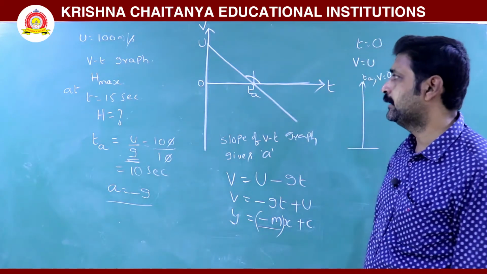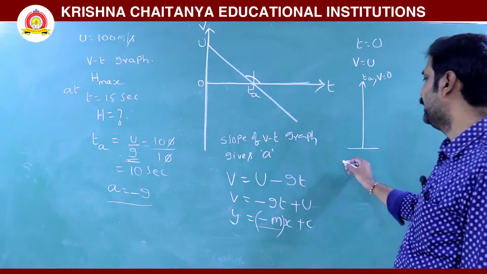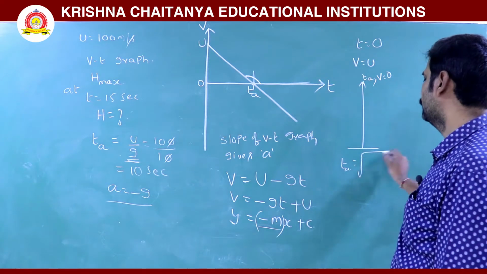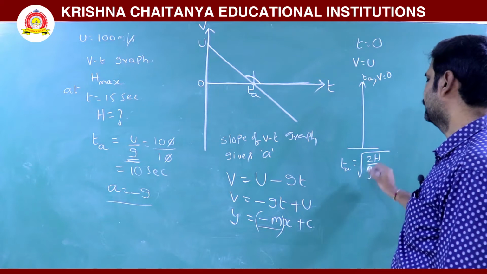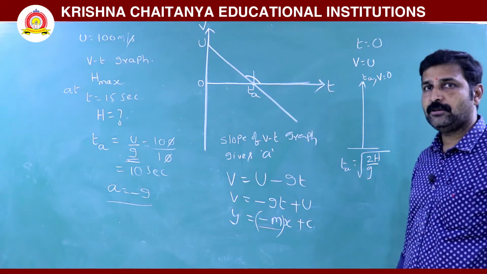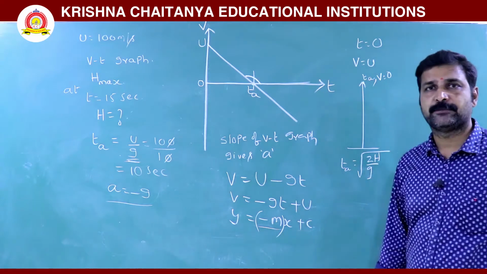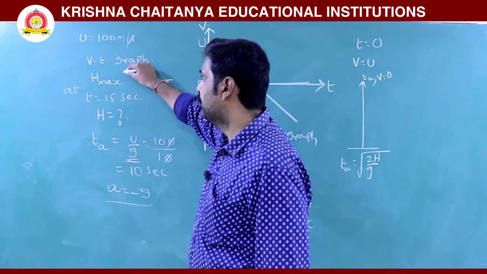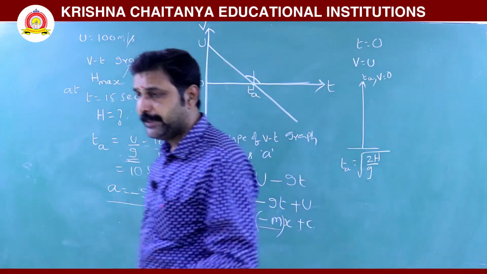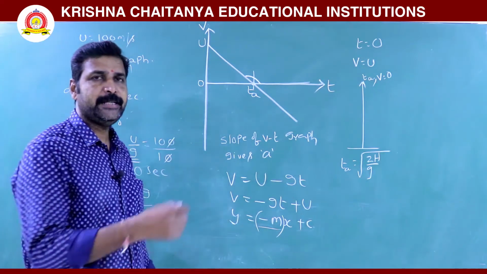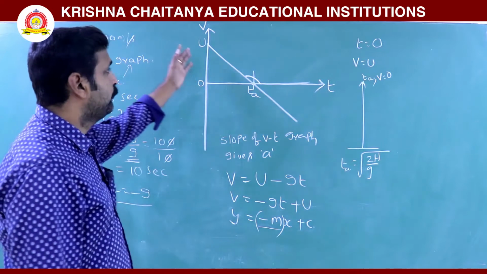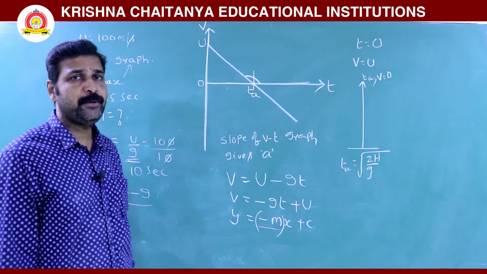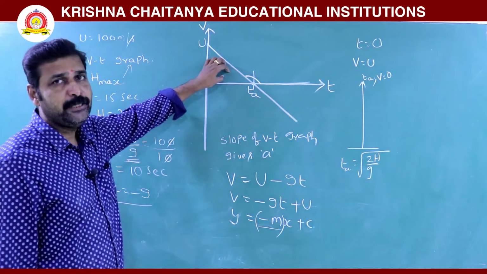So now we can find the maximum height. To find maximum height, we have the expression for time of ascent as root of 2h by g. From the formula you will get the maximum height, no doubt, but you are asked to find the maximum height from the VT graph. Height means vertical displacement. So from the VT graph, how would you find displacement? Displacement will be obtained as the area of the VT graph.